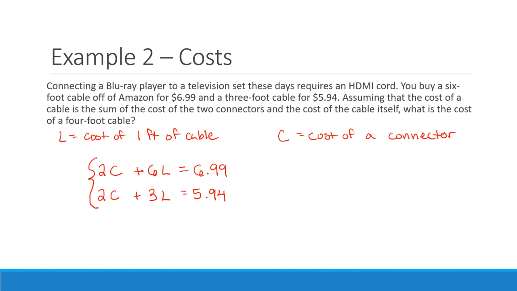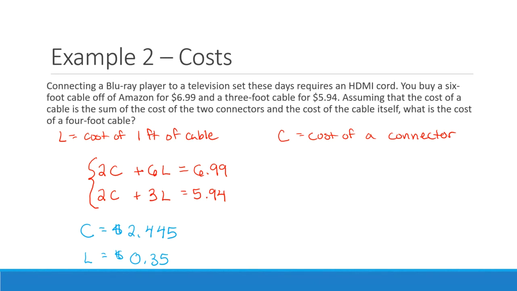Now, when you solve, you're going to end up with the cost of the connector being 2.445 exactly. We can round that to 2.45 if you want. And then the cost of the length for each foot ends up being 35 cents. So most of the bulk of the cost is in the connector and not the cable itself.